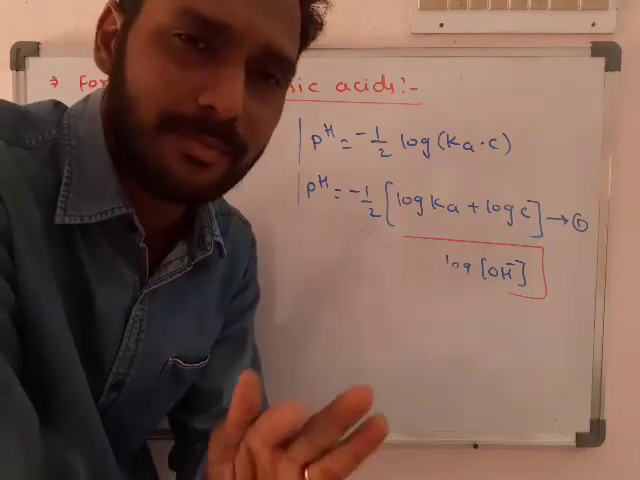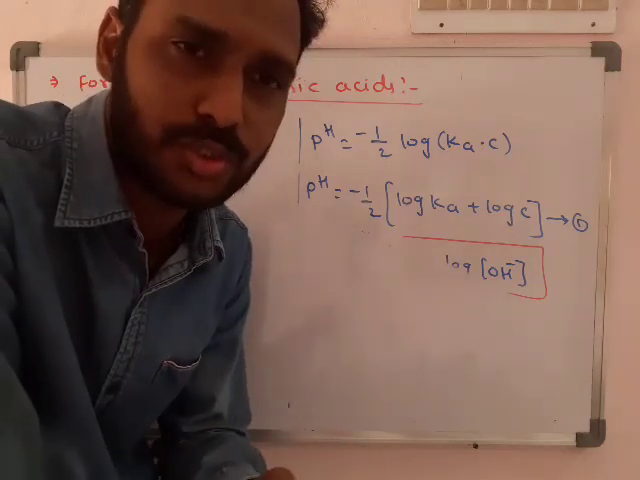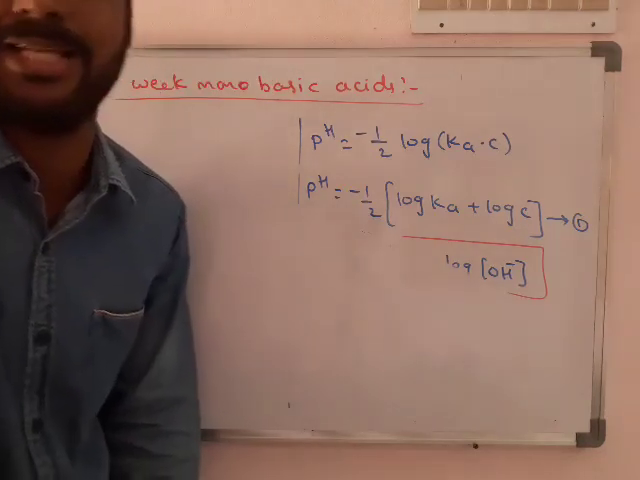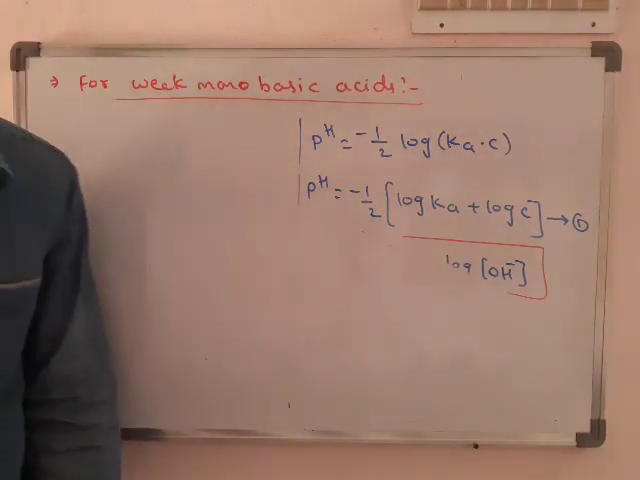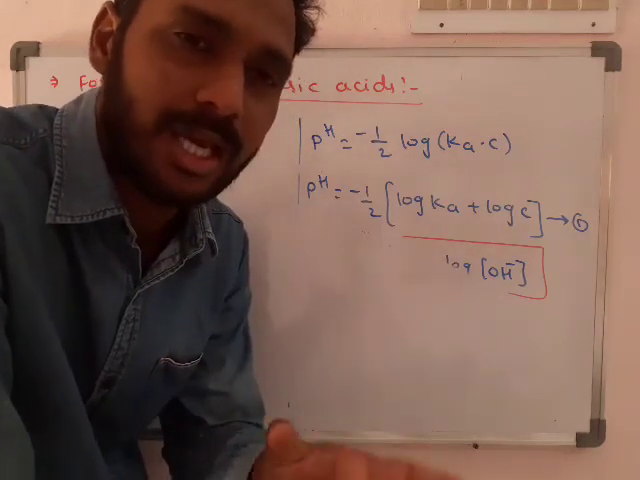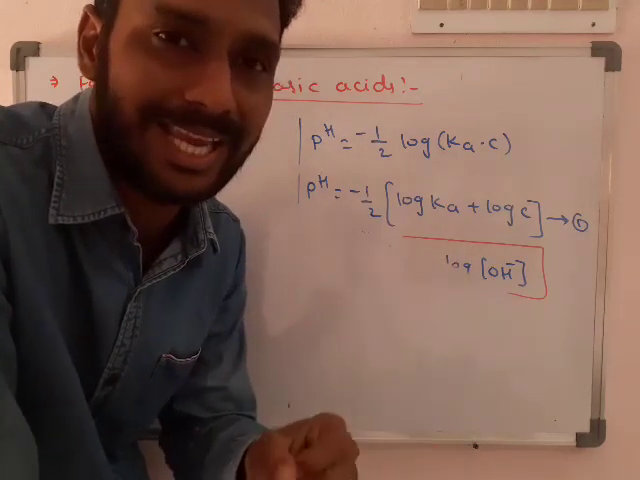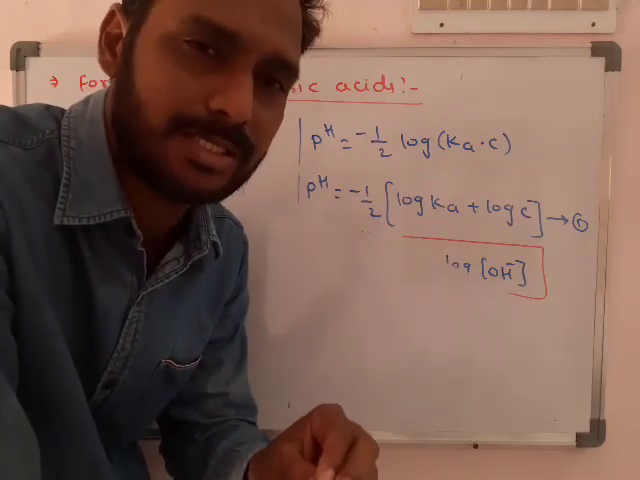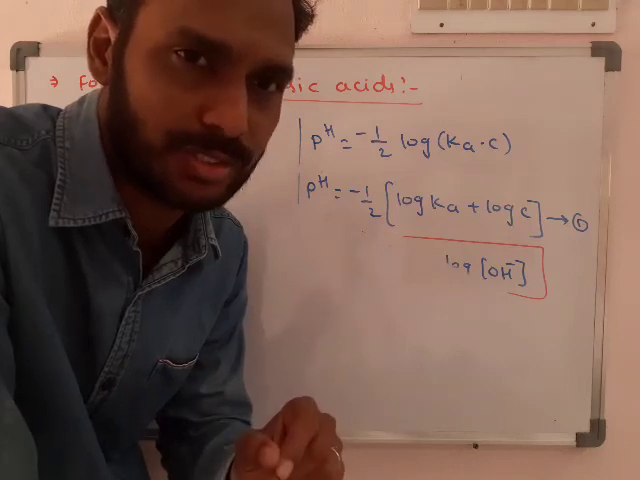Blood is just above 7, so near neutral. Milk is also near neutral, that is 6.8. Even egg white, which we all know, has 7.8. So all general things are mostly present as nearly neutral solutions.